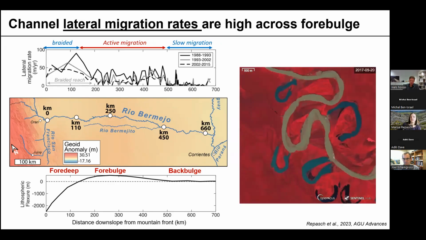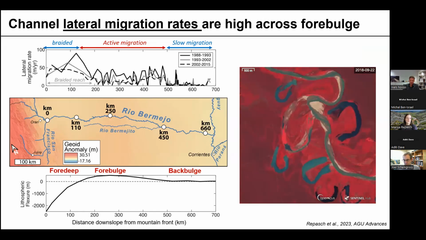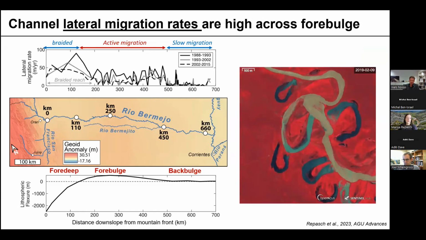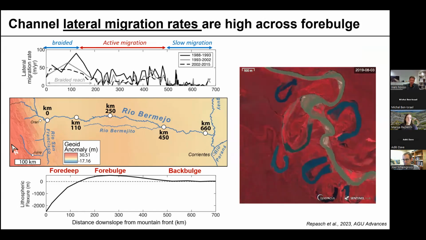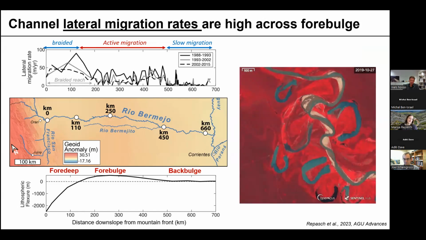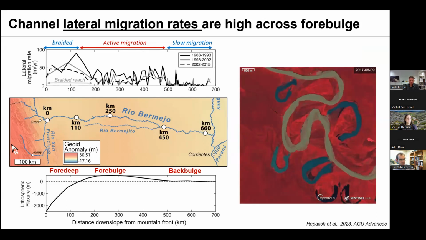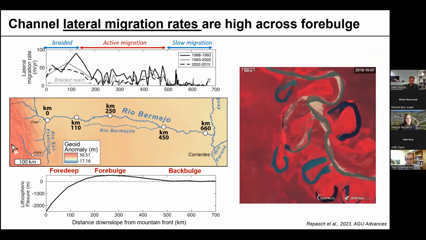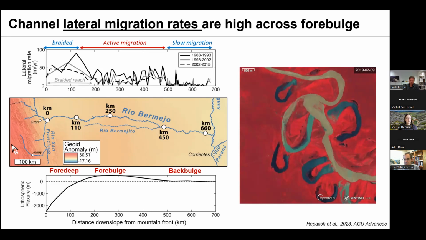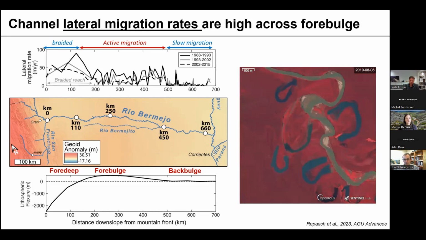And something that's interesting, in addition to the increase in sinuosity moving from the braided reach into the meandering reach, we also see really high lateral channel migration rates in this reach above the forebulge. So here on the top, I'm showing lateral migration rate with distance downslope. And in the braided reach, we don't really consider this a lateral migration rate. These are the rates of the river channel moving within the channel belt. But then we move into the region of forebulge uplift, and then we actually measured rates of up to 30 to 50 meters per year of lateral migration.